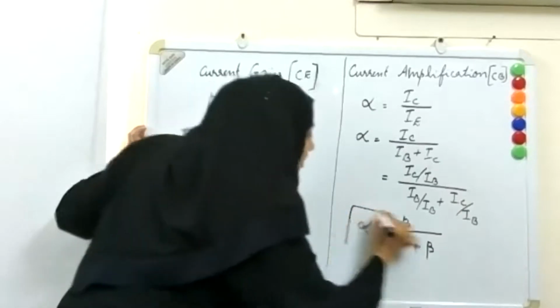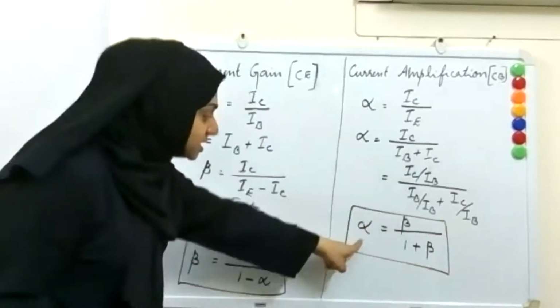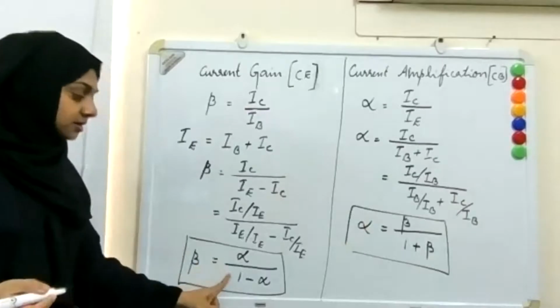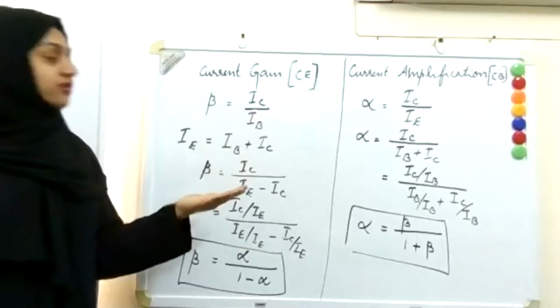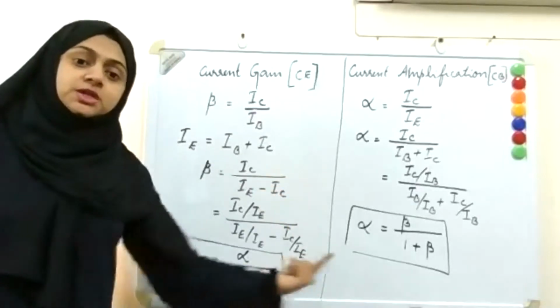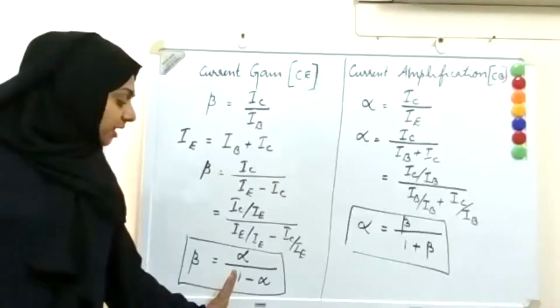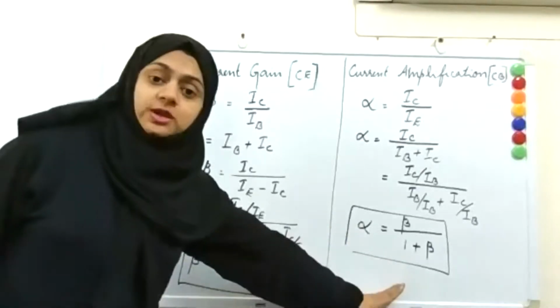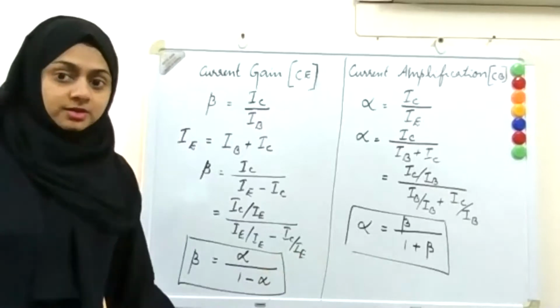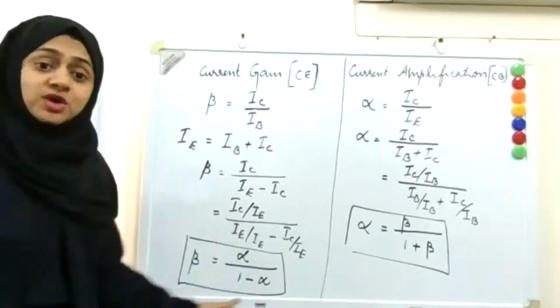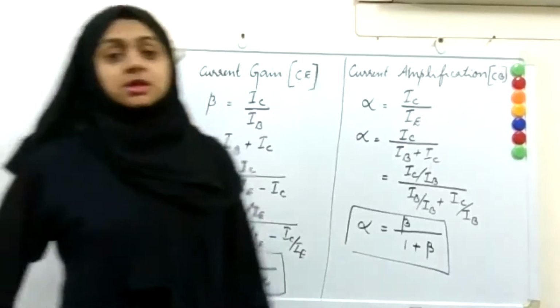So I got alpha in terms of beta and beta in terms of alpha. So if you are given one of the quantities or if you are asked to find the relation between these two, you will have to use either this way or this way. Is that clear? Yes, teacher. Okay, and you have to memorize one of these expressions because in numerical problems, they will give you either alpha or beta and ask you to find the other one.